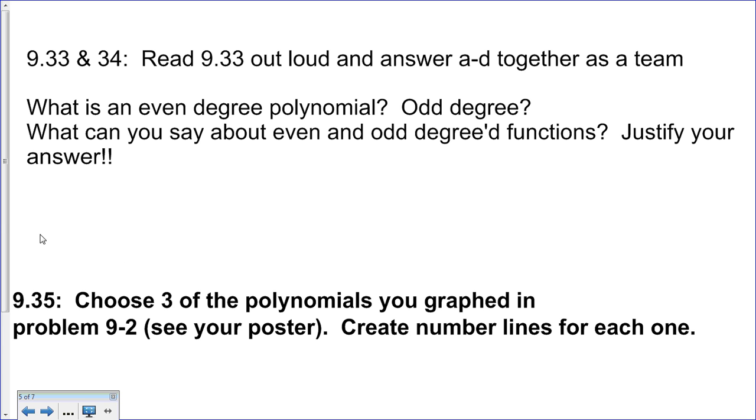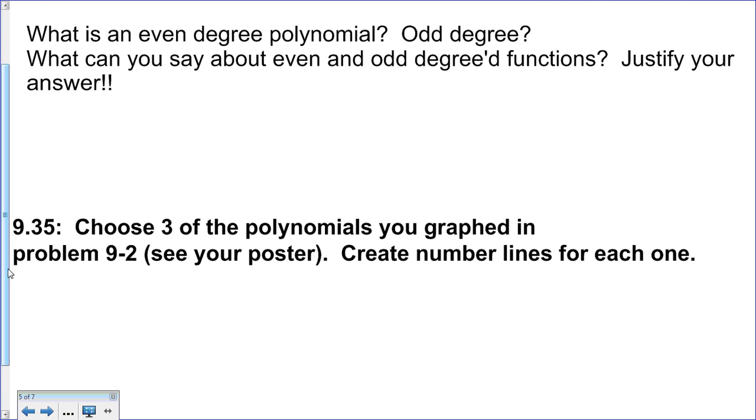that you can say. And then for 9.35, you're going to choose 3 of the polynomials you graphed in problem 9.2. That was back what we did in class last time. And you're going to create number lines for each one, just like the ones that you saw in 9.33 and 9.34. And make sure that you get that on your page of notes as well. The sub will pause this while you're working on that.